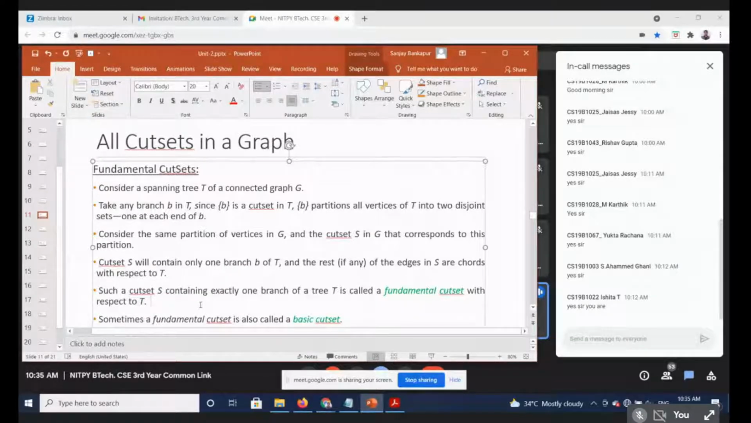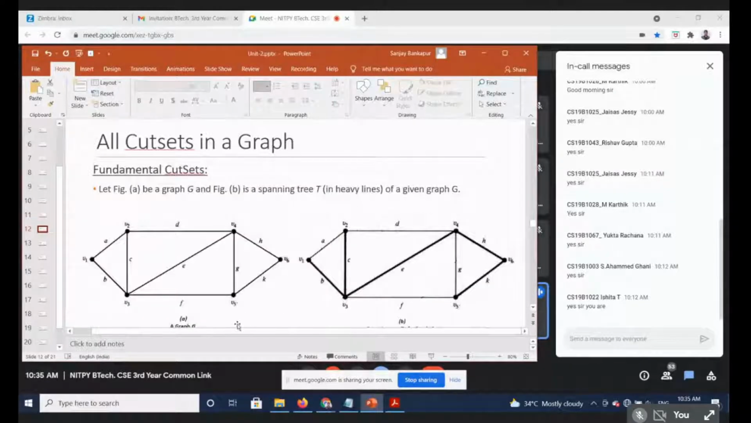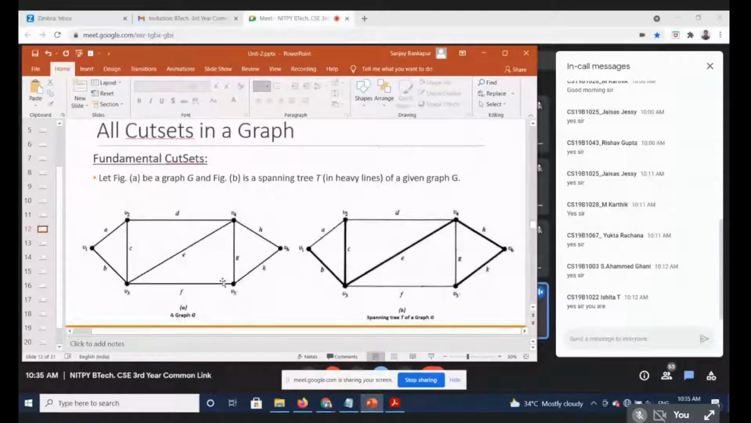We'll see a couple of examples now to understand what is a fundamental cut set and what is not a fundamental cut set. This fundamental cut set is also called a basic cut set, but we'll stick to fundamental cut set because fundamental circuits and fundamental cut sets go hand in hand. So with respect to the example, right now I have a graph. This is just a graph.